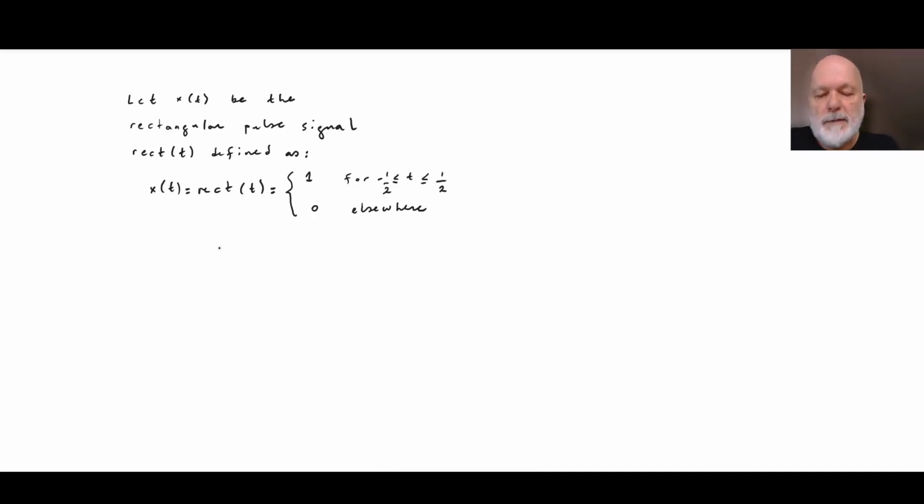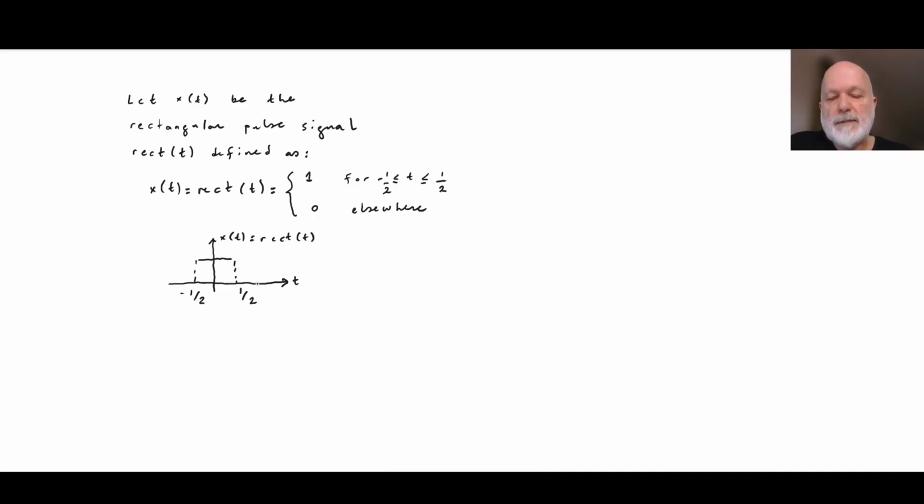Okay, so if we plot x of t, it is the rectangular pulse. So this is x of t, which is equal to rect t. It is equal to 1 for t between minus 1/2 and 1/2 and 0 elsewhere.